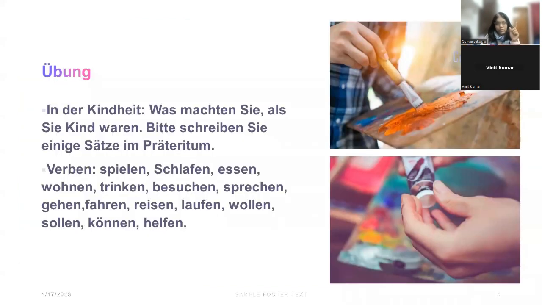Now I have an Übung for you, which is "In der Kindheit." Meine Frage ist: Was machten Sie, als Sie Kind waren? Bitte schreiben Sie einige Sätze in Präteritum. Ich habe für Sie hier die Verben geschrieben und Sie müssen jetzt die Regeln benutzen, die wir gerade gelernt haben, zum Beispiel mit spielen. So we just practice the rule which we have learned.